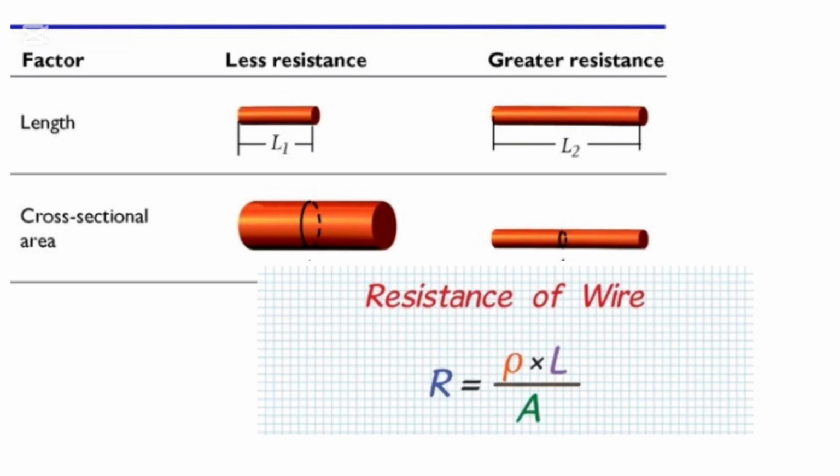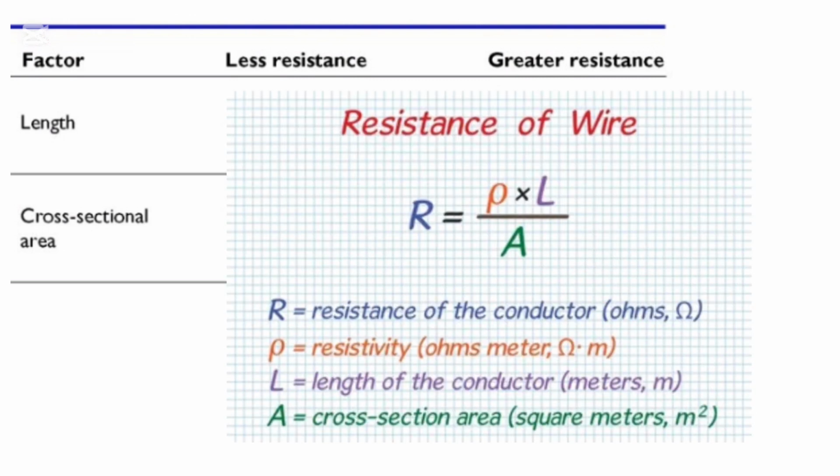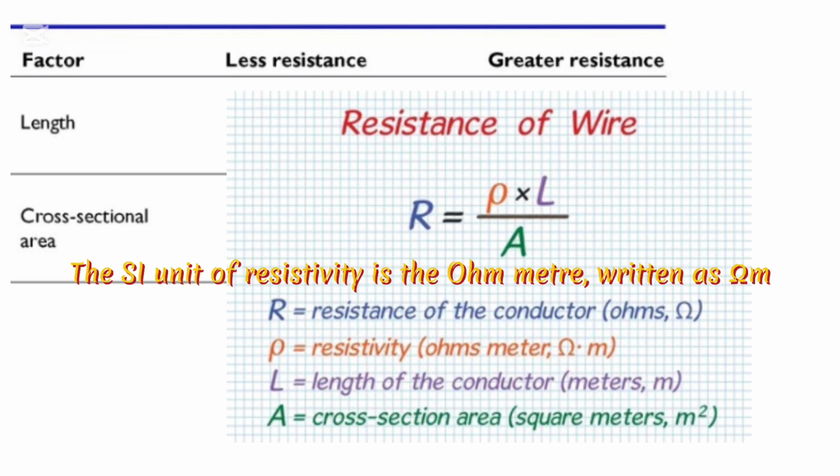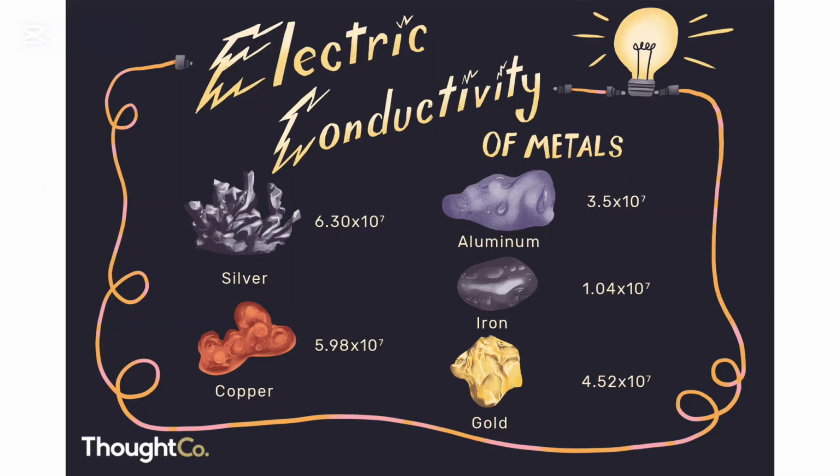R is equal to rho L over A, where R is the resistance of the wire in ohms, L is the length of the wire in meters, A is the cross-sectional area in square meters. Rho is a constant called the resistivity of the material. The SI unit of resistivity is the ohm meter, written as Ω m.